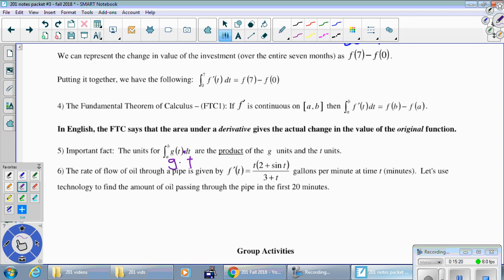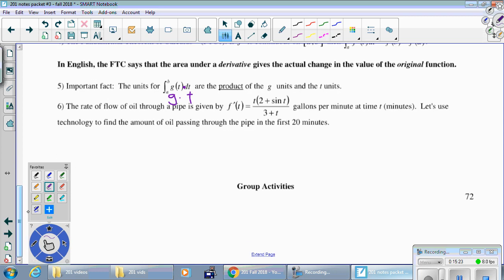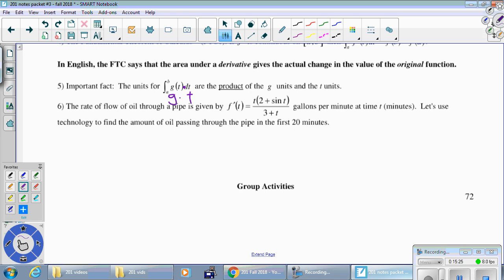Okay, so let's do one application here. The rate of flow of oil through a pipe is given by f prime of t equals t times (2 plus sine t) over (3 plus t) gallons per minute at time t minutes. Let's use technology to find the amount of oil passing through the pipe in the first 20 minutes.